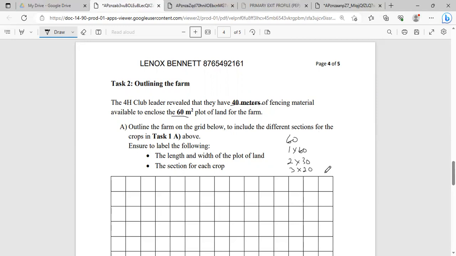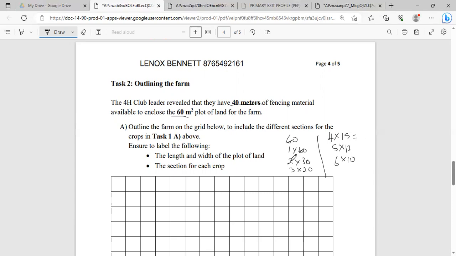But guess what? The perimeter can be no more than 40. So let's go. So we have 5 times 12 and 6 times 10. So basically, we have these options in terms of multiplication. If you multiply all of these numbers, we get 60.